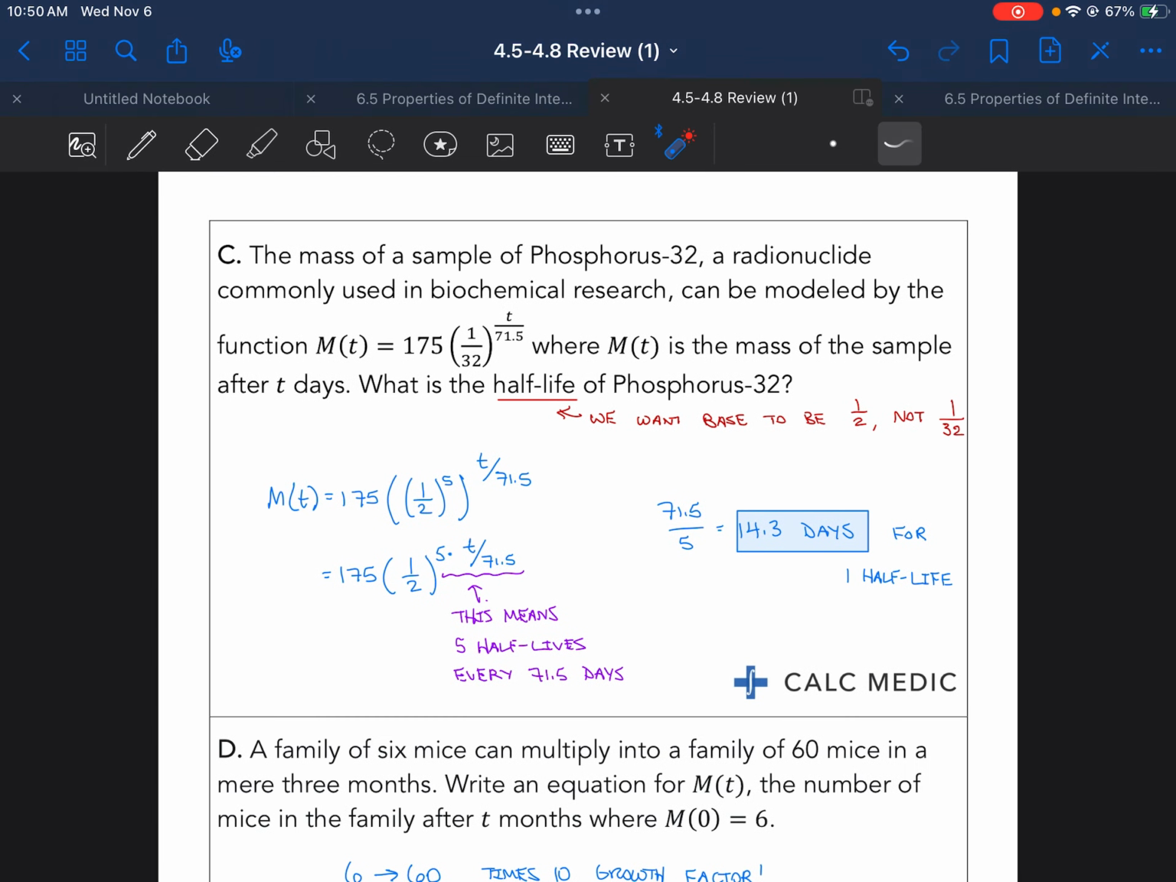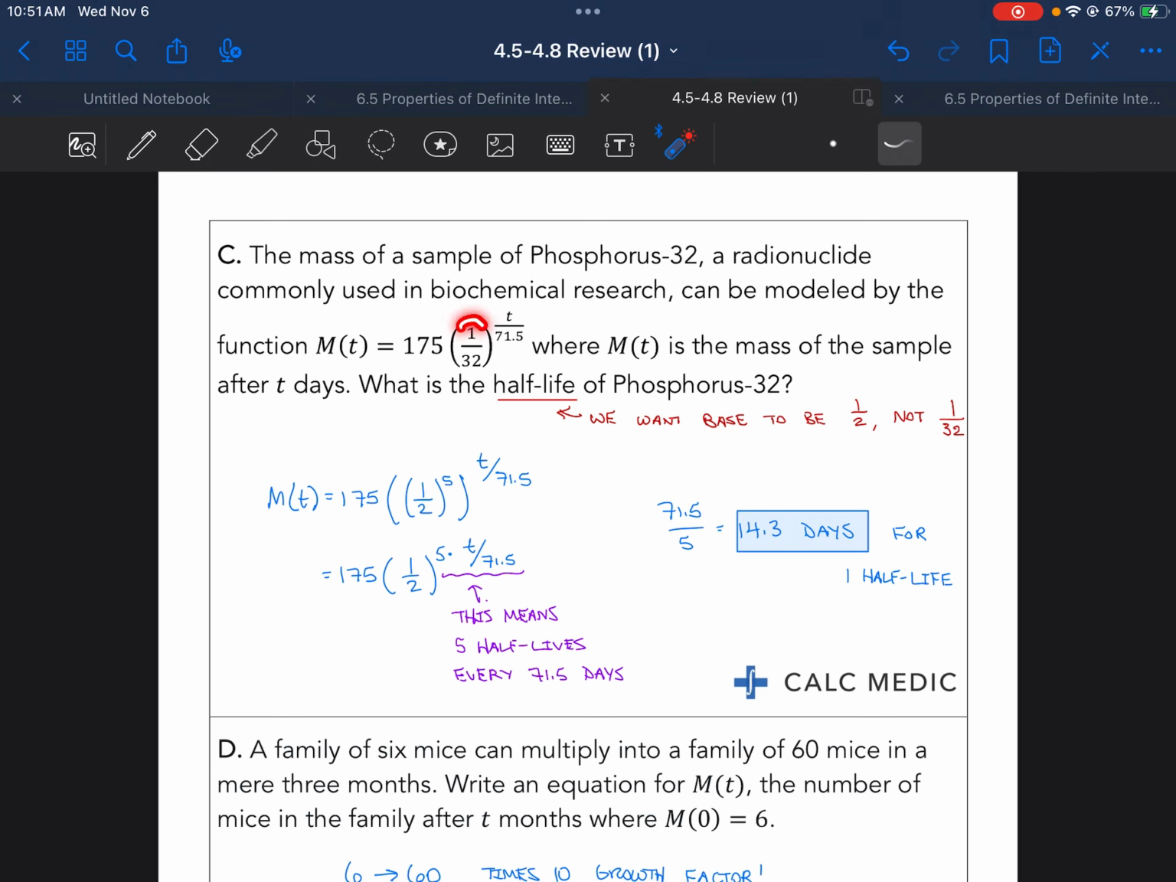All right, part C. The mass of a sample of phosphorus-32, a radionuclide commonly used in biochemical research, can be modeled by the function right here, where m of t is the mass of the sample after t days. We want to find the half-life of phosphorus-32. Okay, so when we run into any half-life problems, remember half-life is the amount of time it takes for a substance to decay by half of its original amount.